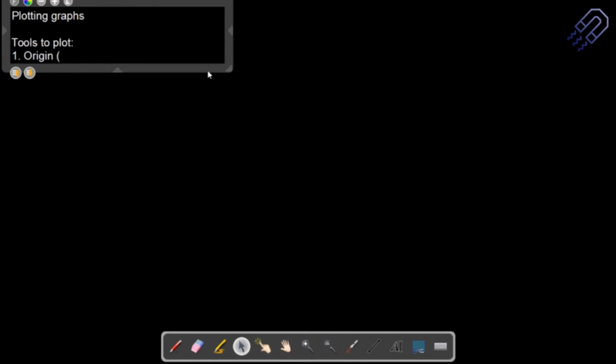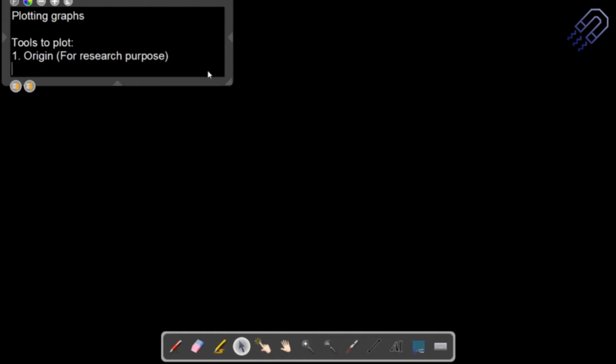So learning a software should not be a big problem. I'm sure many of you already know about Photoshop, and since you know how to learn such a process, you can easily use Origin. You have the resources, you can use YouTube and check it. Basically, for most research purposes, if you are going to plot any kind of graph, it's Origin that is being used.